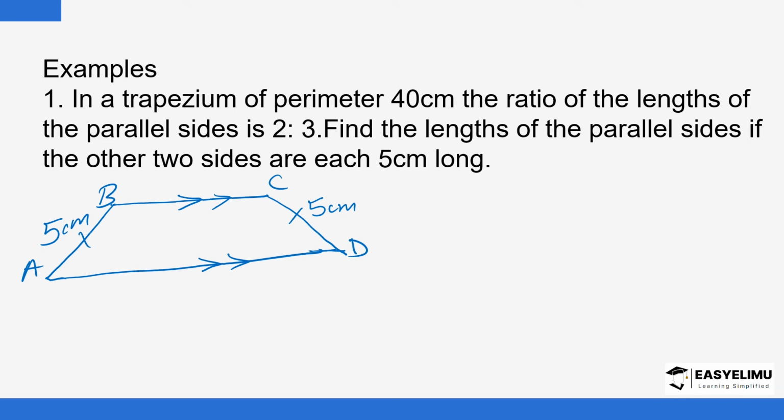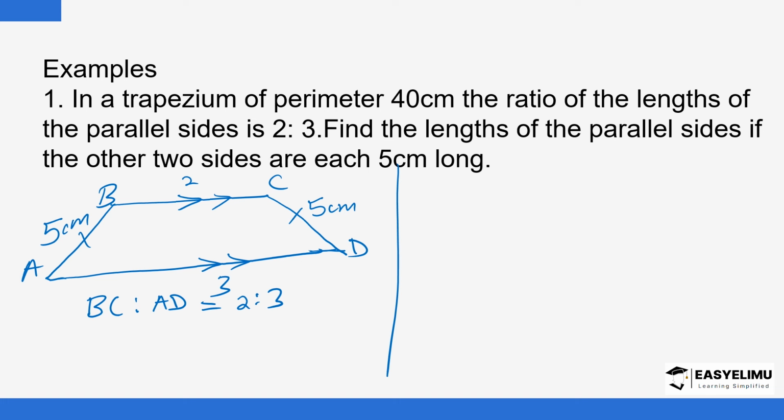And these two lengths are given by the ratio 2:3. The shorter one becomes 2. So another way of interpreting this is that the ratio BC to AD is equal to 2:3, because BC is shorter compared to AD.